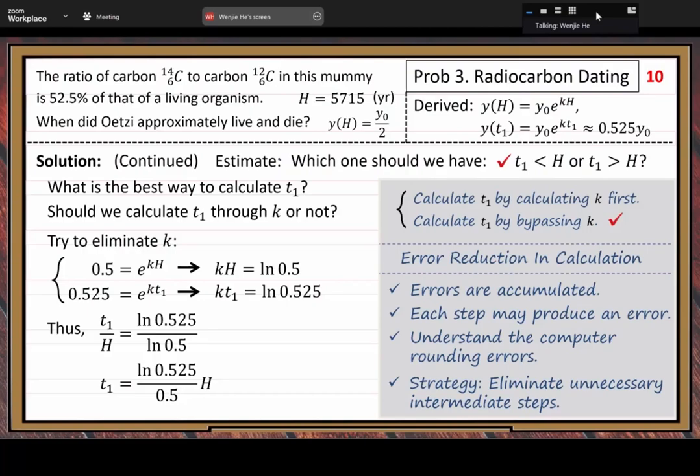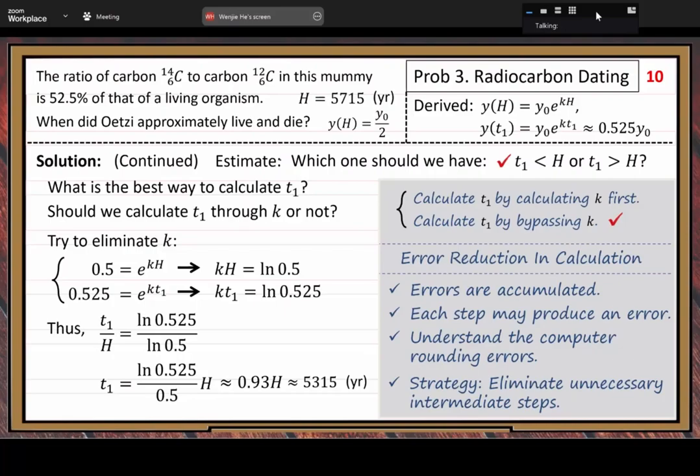And this is our formula. Before we use our computer to do the calculation, in the last step we apply our computer, software, or calculator to do the final calculation. Approximately 0.93 capital H. Capital H is given, right? So approximately 5,315 years.